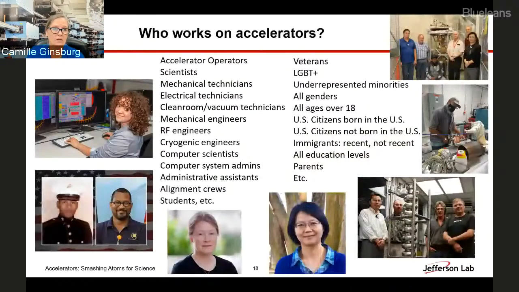So who works on accelerators? There are so many, this is not even all of them, but these are the ones that first came to mind as far as different roles. Accelerator operators and scientists may come naturally to your mind, but many kinds of technicians and engineers and computing people as well. And then as far as the demographics, we have a lot of veterans at the laboratory and many other demographic categories. So let me just introduce you to some kind of randomly selected people.